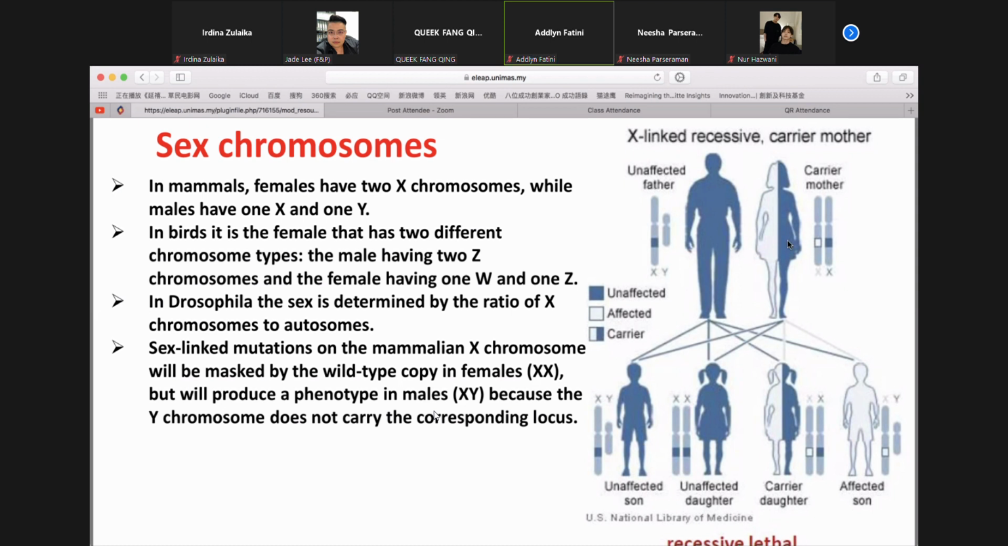Tetapi untuk lelaki yang kedua di sini, oleh kerana dia dapat satu kopi X yang affected daripada mak dia, dan Y daripada bapak dia, because ini bukan Y-link, dia X-link, lelaki ini memang affected. Biasanya lelaki akan lebih malang sikit kerana chances dia lebih tinggi kalau X-link. Because you don't get the X from the father, but you get the Y from the father. But you get the X from your mother.